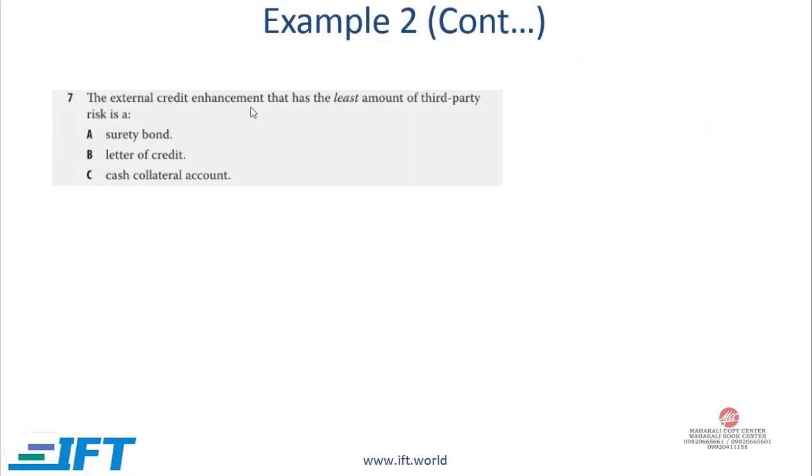The external credit enhancement that has the least amount of third-party risk is, and here the correct answer is cash collateral account. Both with surety bonds and letter of credit, if the third party is downgraded, then the bond obviously will become less creditworthy. With a cash collateral account, there is actual cash backing up the bond, so here we have the least amount of third-party risk.